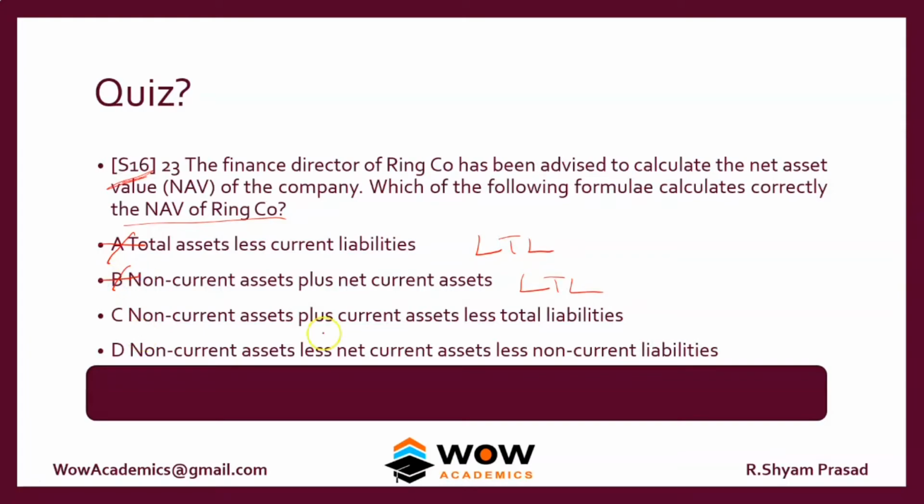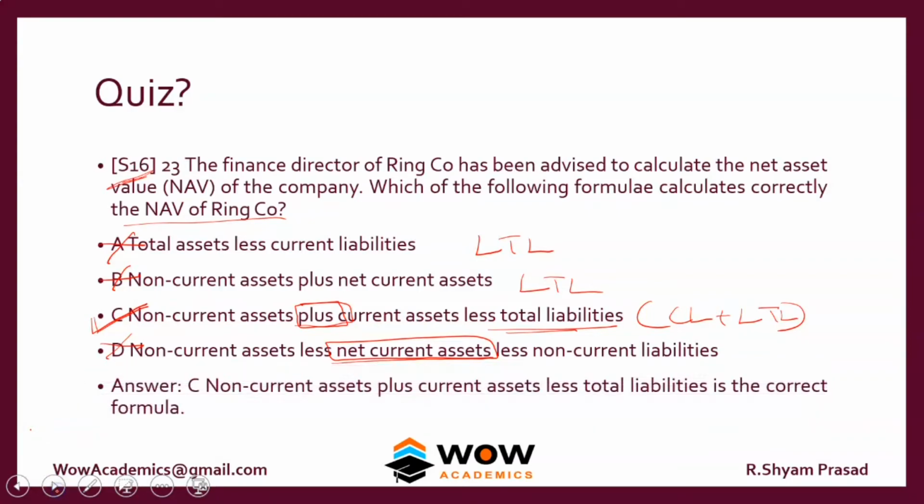Non-current asset plus current asset minus total liabilities. So this considers the total liability. So total liability is current liability plus long-term liability. So this is the option. We'll check D also. Non-current asset less current asset. No, we should not be lessing the current asset. We should be adding the current asset. So this is the right option. D is also wrong. So the answer should be C. The answer is C.